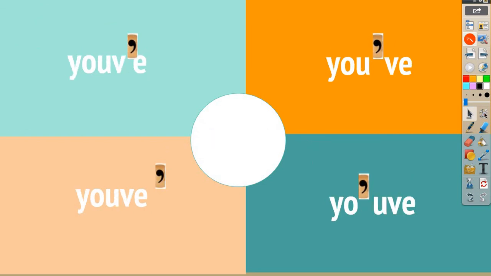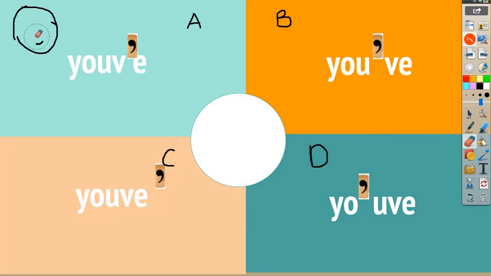All right. Whoops. I'm going to go back. There we go. This is number 7. All right, we've got the word. It's going to be you have. And what do we take out of have to turn you have into you've? You have turns into you've. Which one is the correct one? Remember, you could just write A, B, C, or D.